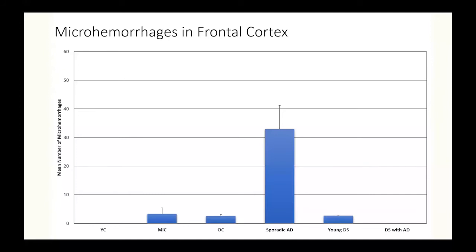And in people with Down syndrome who are under 40 without AD pathology, we had random infrequent bleeds. And when we look at Down syndrome with Alzheimer's disease, what's interesting to me is, and look at the variability, we are not significantly different than sporadic AD. So despite all this extra CAA in Down syndrome brain, we are not seeing more bleeds than what we would typically see in sporadic Alzheimer's disease.